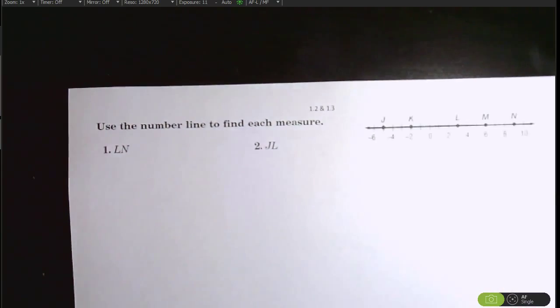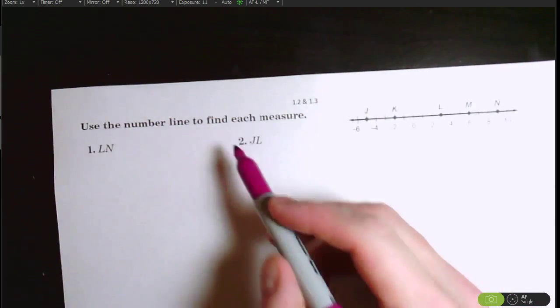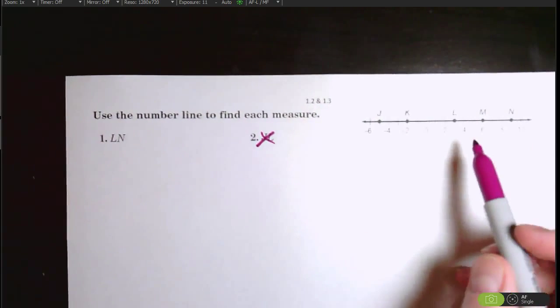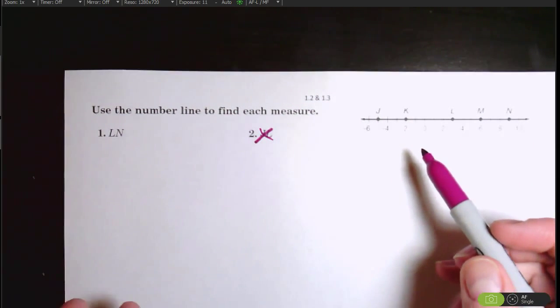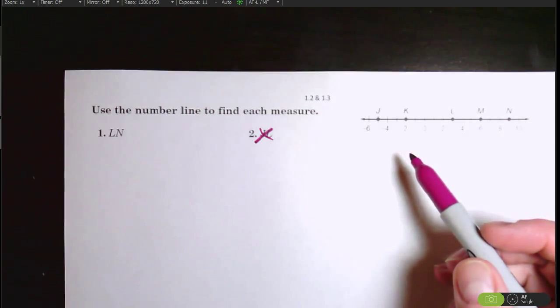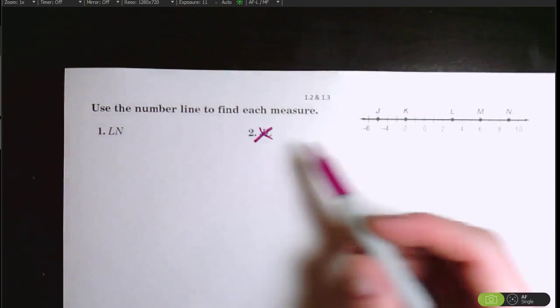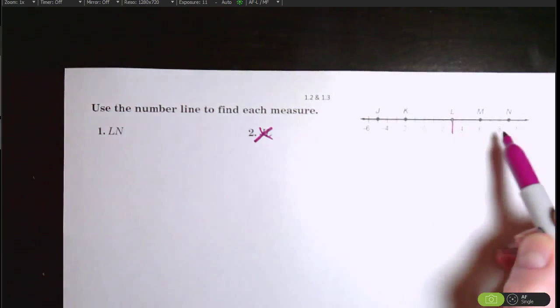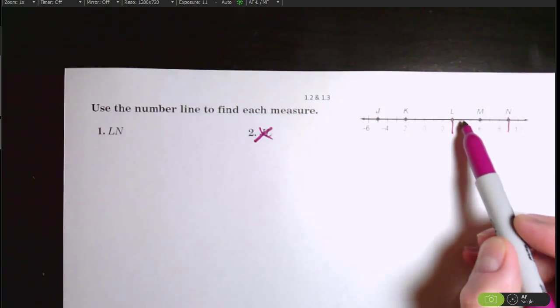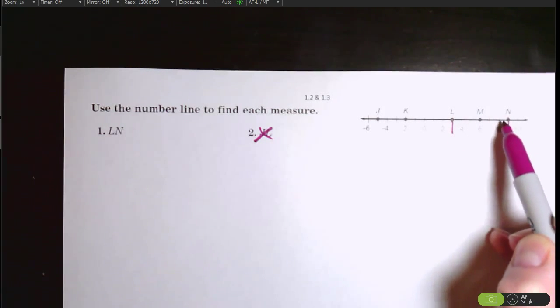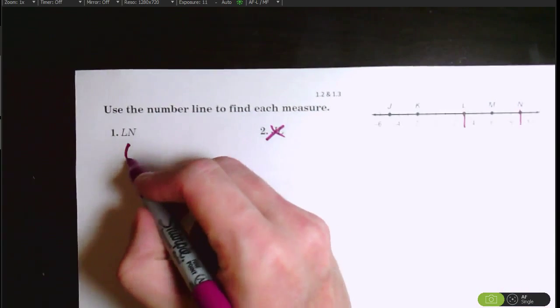Number 1 and 2, we'll just do number 1 because I think that's all we need to do for this. I just wanted to go over this just to talk about the way the book defines distance, because it's kind of weird. If you're looking for the length of LN, it's pretty obvious. You can just go, hey, look at this. It's 1, 2, 3, 4, 5, 6 units away. LN is 6. You can count it.